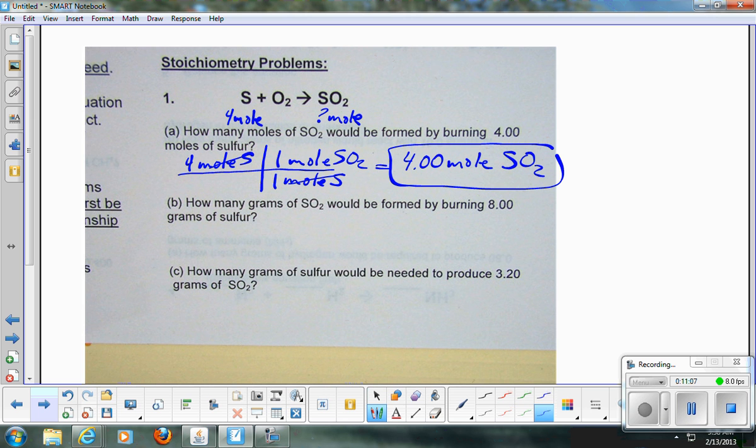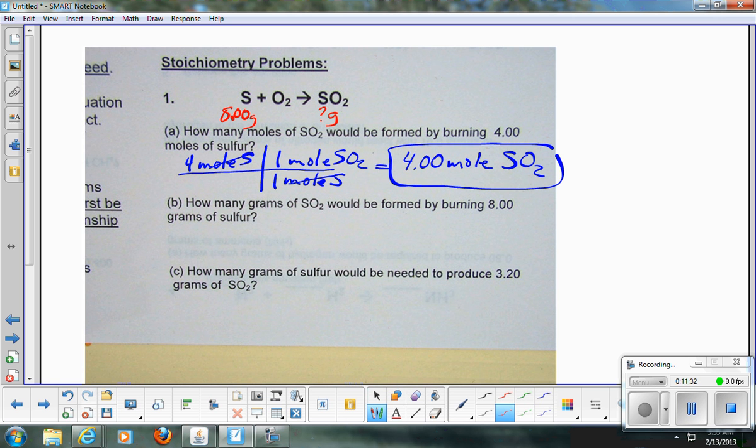Okay, pretty easy. I'm going to erase this little thing again and choose a different color. This time we're looking for grams of SO2, and we're asking how much would be formed if I had 8.0 grams of sulfur. Yesterday someone asked, how do you know you've got enough oxygen? Unless they tell you otherwise, you have enough.